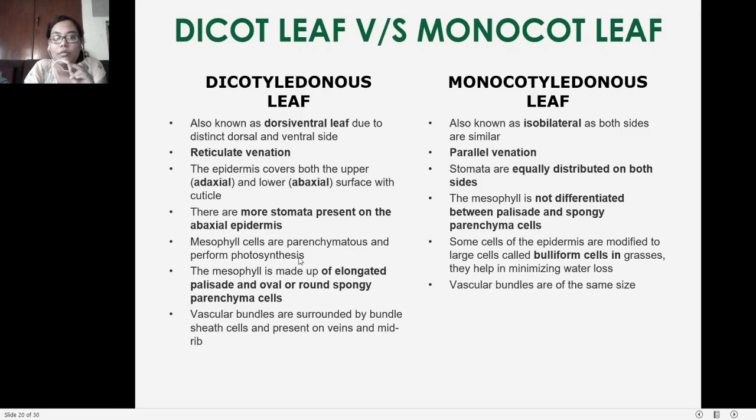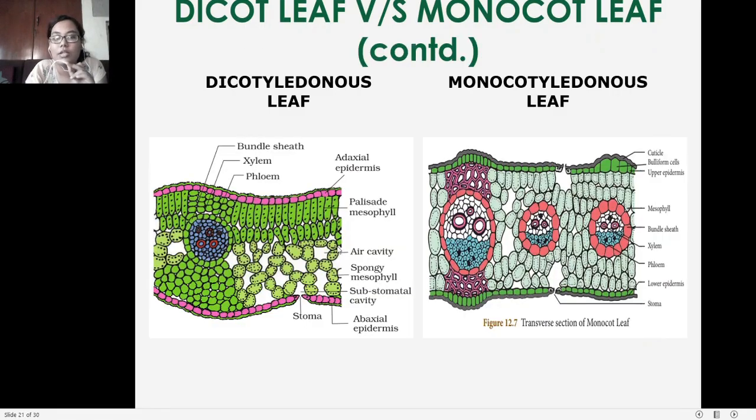Okay, now as I told earlier, more stoma are present on the abaxial epidermis, that is on the lower side. Now the mesophyll cells are parenchymatous and perform photosynthesis. As you can see here, this is the mesophyll layer between the adaxial and abaxial surface. So this is the photosynthetic unit, and the mesophyll is differentiated into these elongated palisade and these rounded spongy parenchyma. Okay, so the elongated ones are called palisade and the rounded ones are called spongy.